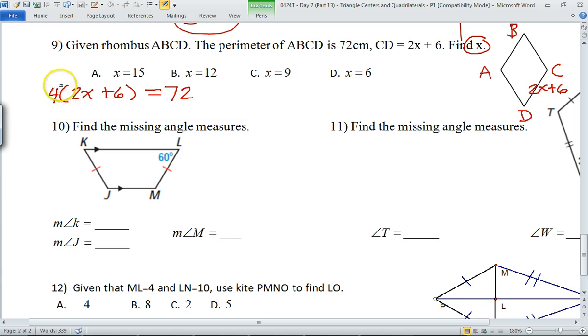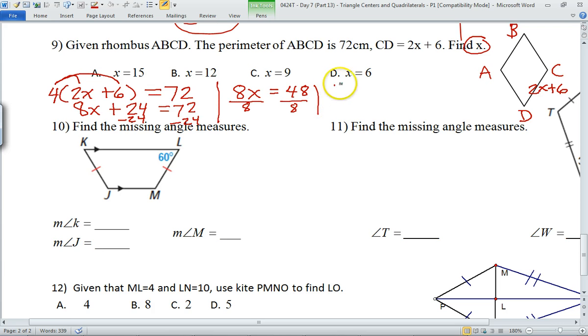So let's see. Little distributive property now. That will give me 8x plus 24 equals 72. Subtract the 24 from both sides. I get 8x equals 48. Divide by 8 on both sides. x is 6. That's why the answer is D.